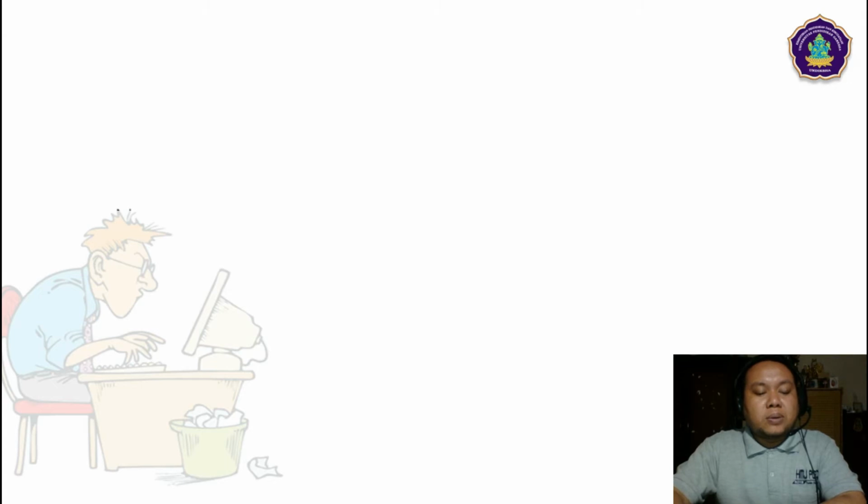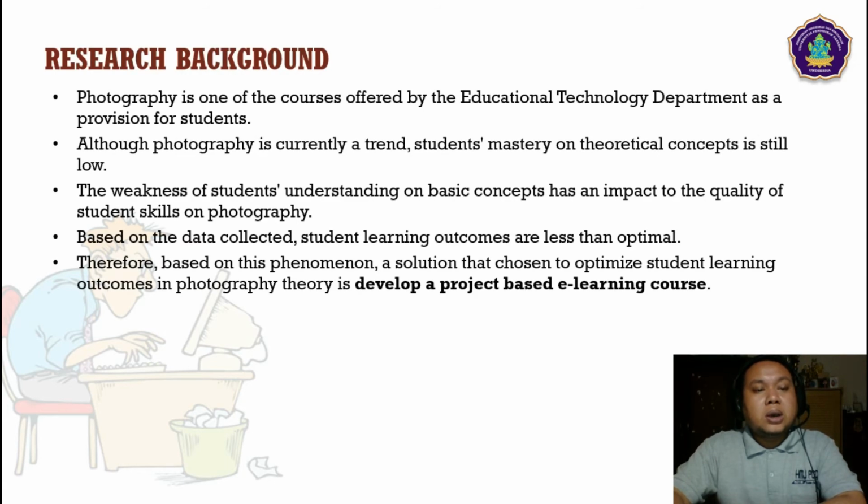The background for our research is that photography is one of the courses offered by the Educational Technology Department as a profession for students. Although photography is currently a trend, student mastery of theoretical concepts is still low. The weakness of student understanding of basic photography has an impact on the quality of student skill in photography. Based on the data collected, student learning outcomes are less than optimal.